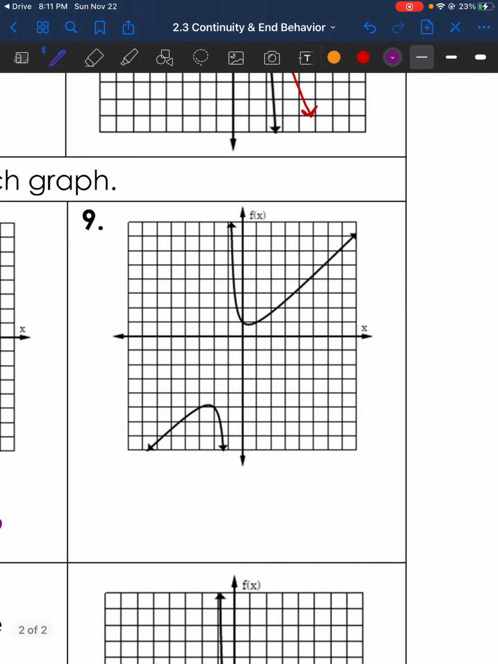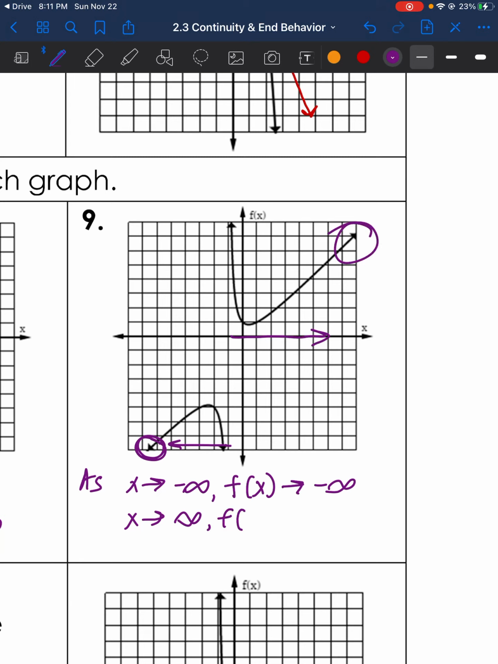Number 9 here. Okay, so as x approaches negative infinity, we're looking at the left side here. You see two arrows that are going down here, but if we look at smaller and smaller x's, we're going to be paying attention to this one, even though they're both going down. F of x is going to be approaching negative infinity. And as x approaches infinity, we'll look at the rightmost side of this, which is this arrow. F of x is approaching infinity.